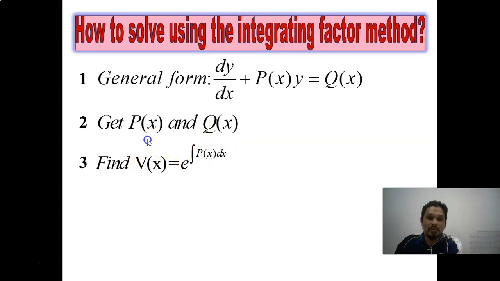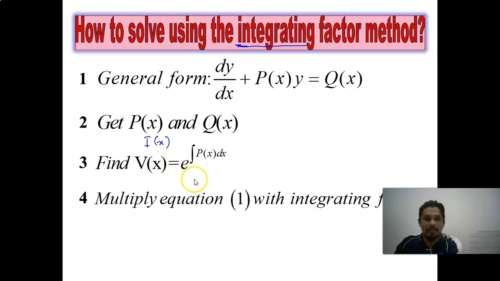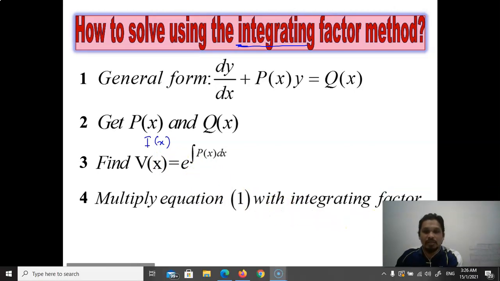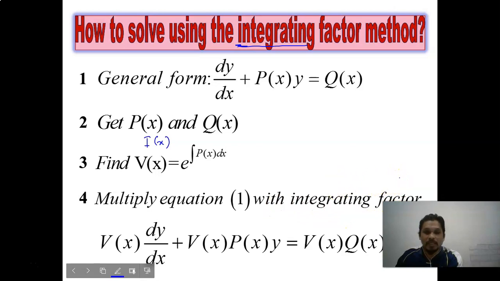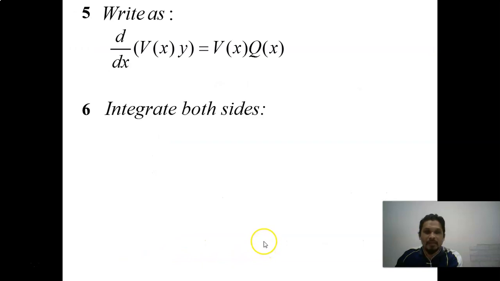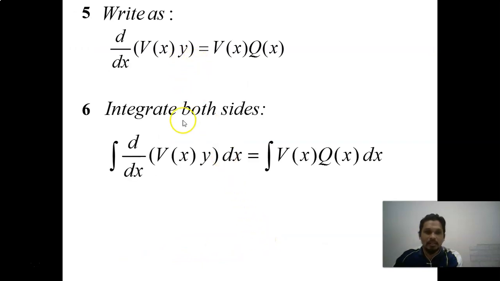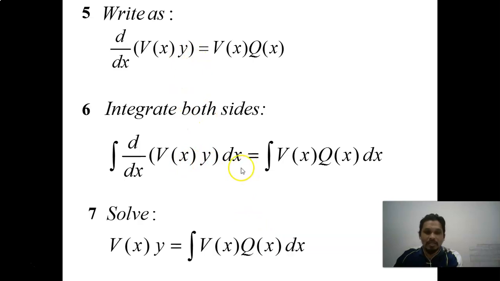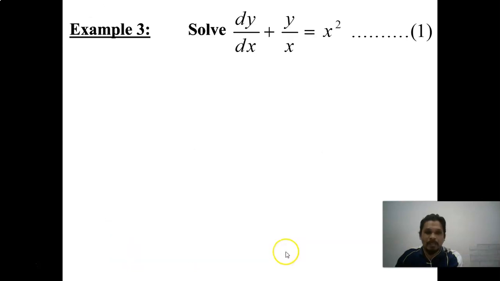Some books use I(x) for the integrating factor. I(x) or v(x) is just a symbol, it's still the same. Then multiply equation 1 with the integrating factor, multiply with all of this, and write it down. Integrate both left and right. Then we solve v(x) times y equal to integral of v(x) q(x) dx. Okay, example 3.